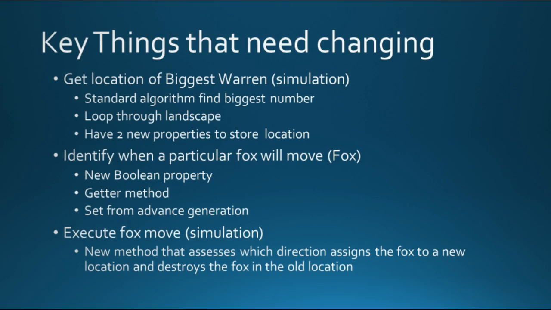Right then, quite a lot to think about. If we're going to have it so the fox moves towards the biggest warren, we need to know where the biggest warren is. So we need to get this location. We need to use the standard find biggest value algorithm, and just loop through the entire array and somehow store where that biggest warren is for a particular time period. And of course it will change every time period.